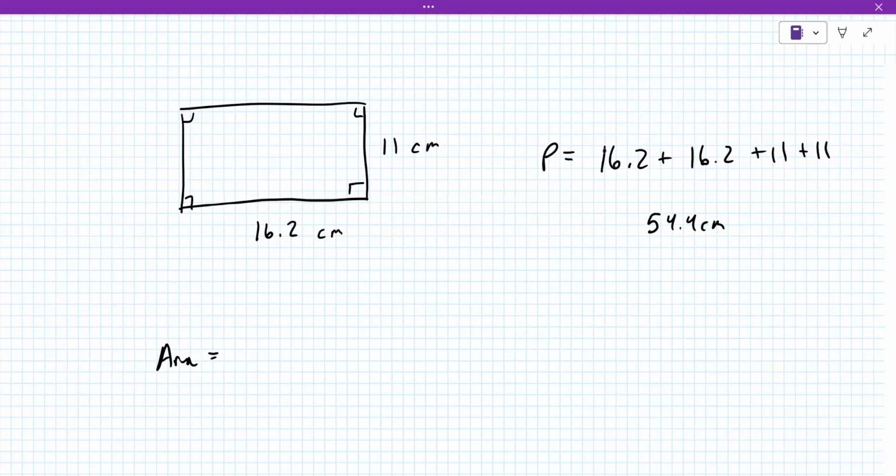How do you find the area? Base times height. Yes. So now you have to multiply 16.2 times 11, which does mean you've got to deal with that decimal there.